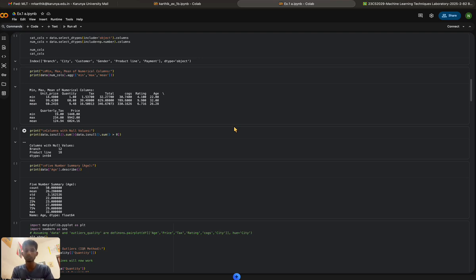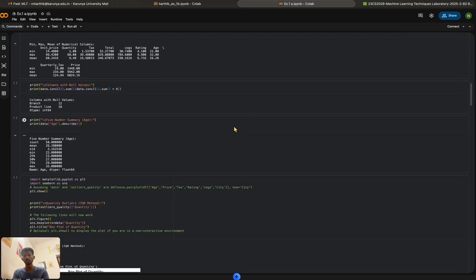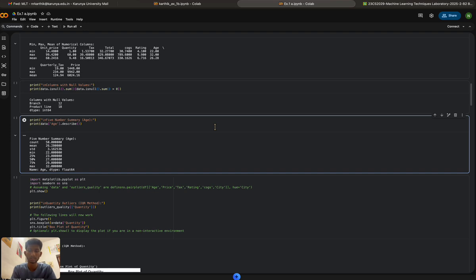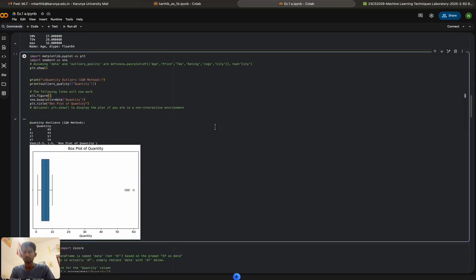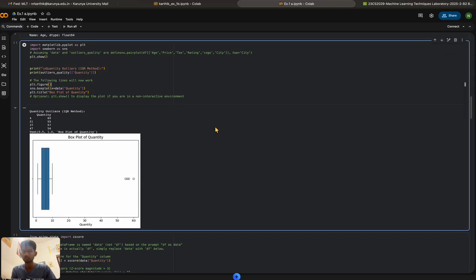And the seventh question is about the 5-number summary. For the 5-number summary we use functions like quantile, min, max. The quantile function is used to calculate Q1, median and Q3. Min and max complete the 5-number summary, and we can plot the graph using the box plot to visualize the data. This is the box plot of the quantity column.